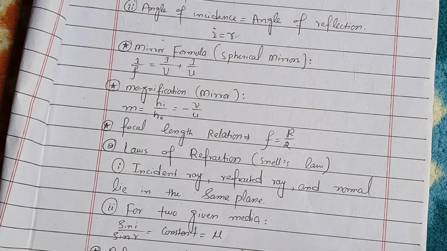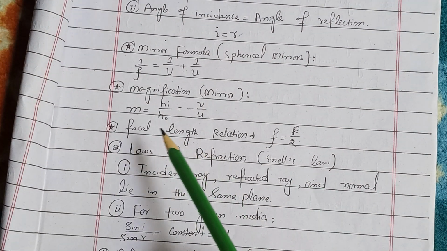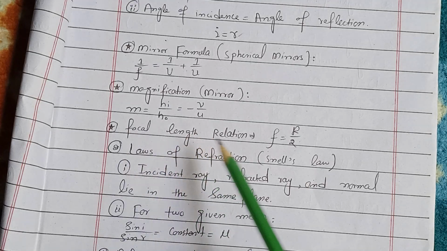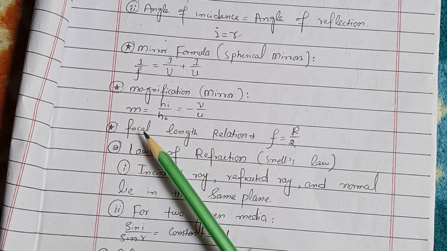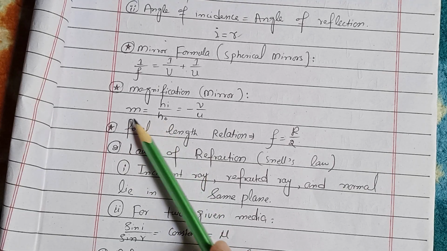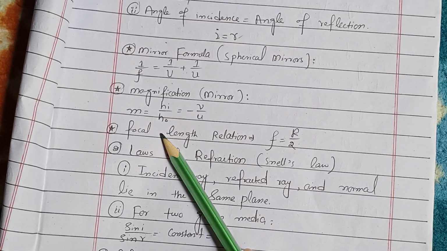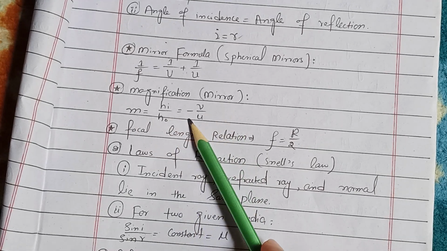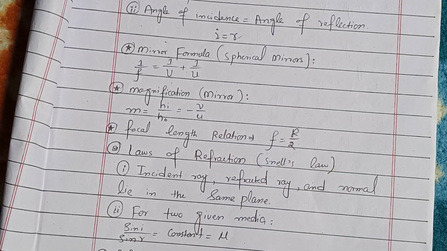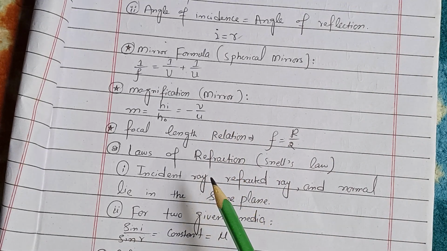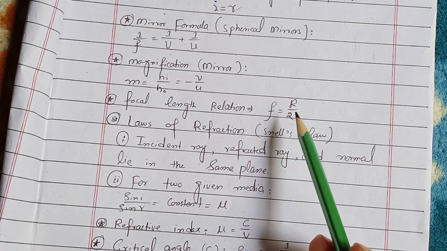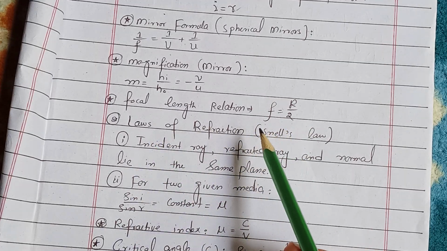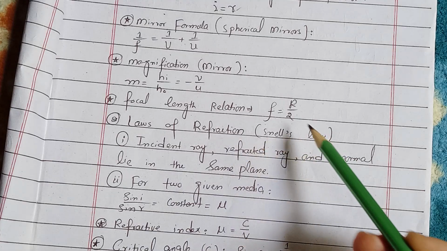And the next thing which you must know is magnification of a mirror. To find the magnification of a mirror, we have the formula m is equal to h_i by h_o, and it is also equal to minus v by u. What is the focal length relationship? The next important topic is the focal length relationship, f is equal to r by 2, where f represents focal length.